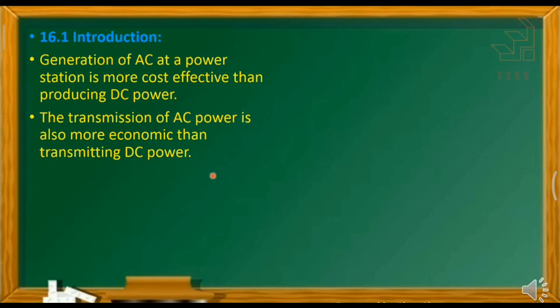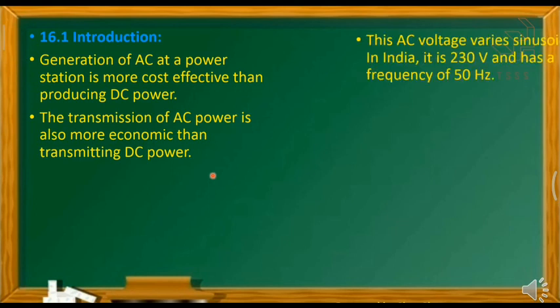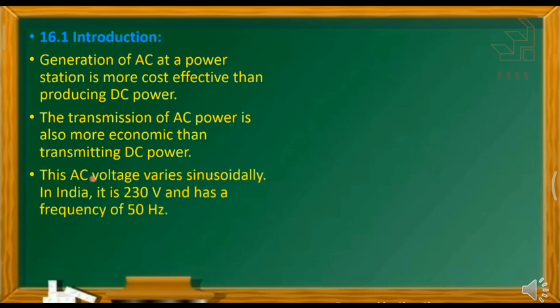Diode as a rectifier, principle. From the voltage current characteristics of a junction diode, we see that it allows the current to pass only when it is forward biased. This AC voltage varies sinusoidally. In India it is 230 volts and it has a frequency of 50 Hz.